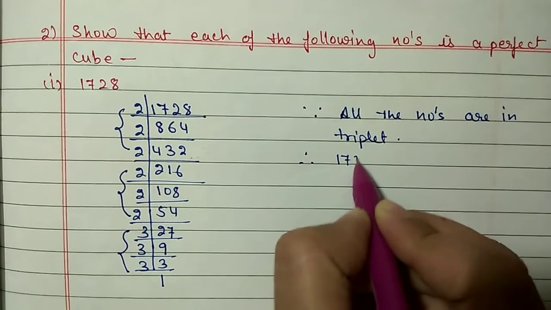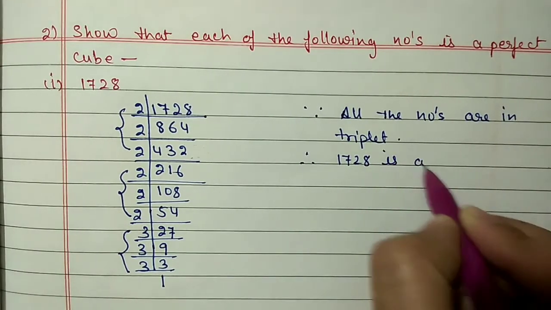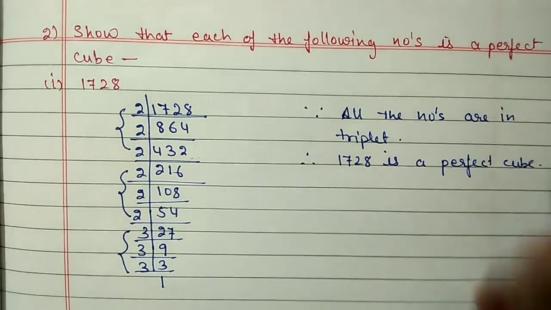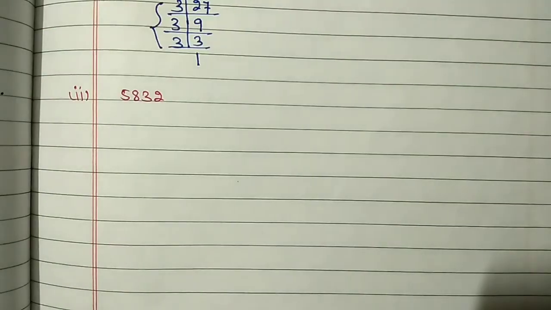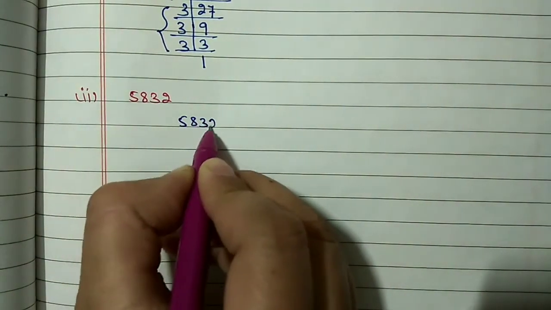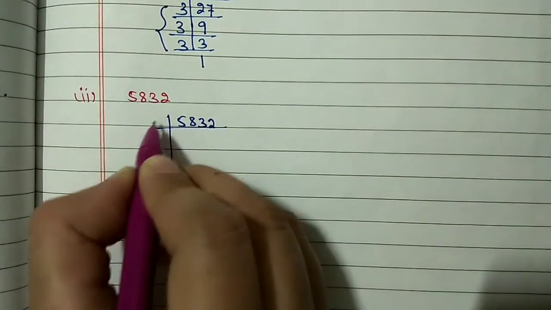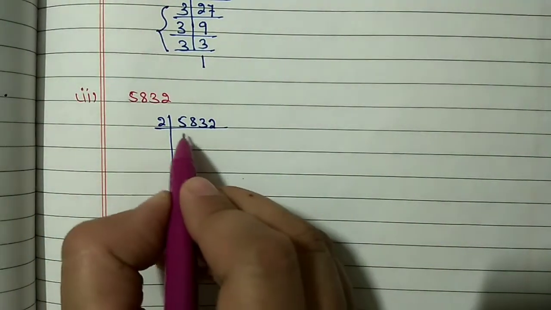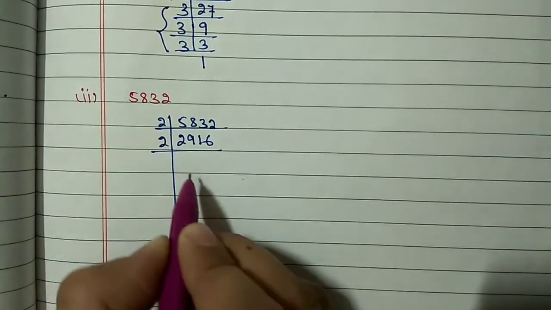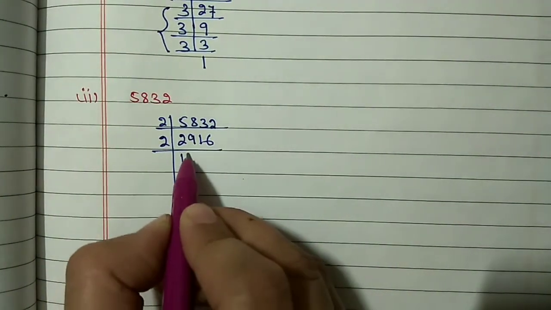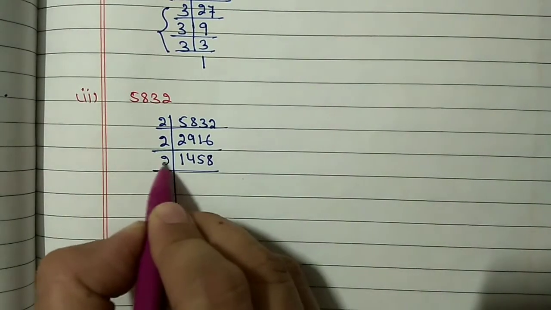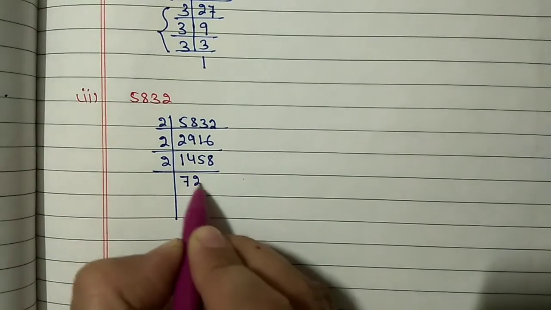Therefore 1728 is a perfect cube. Second part, 5832. So first we will do the factor of 5832. It will go with 2: 2 2s are 4, 2 9s are 18, 2 1s are 2 and 6 are. Again with 2: 2 2s are 4, 2 1s are 2, 4, 5 and 8. Then again with 2: 2 2s are 4, 2 7s are 14, 2 and 9.